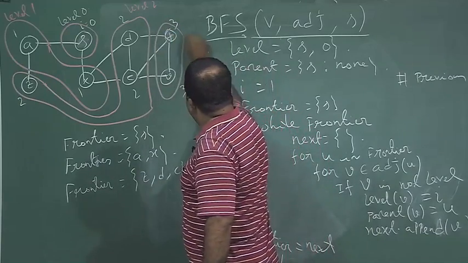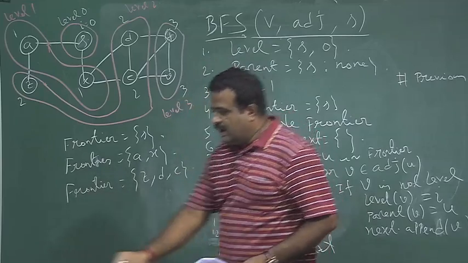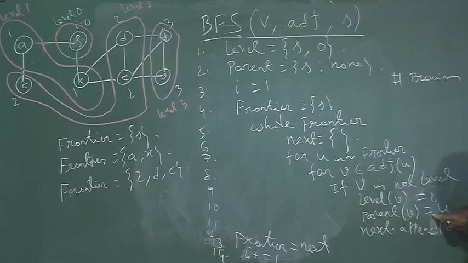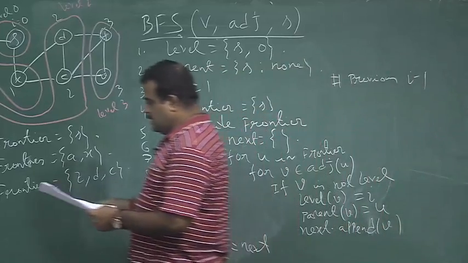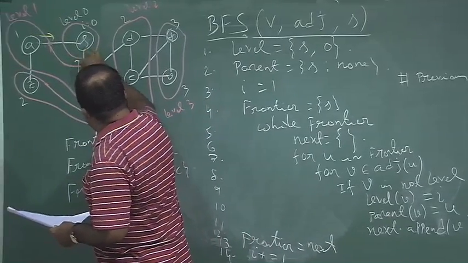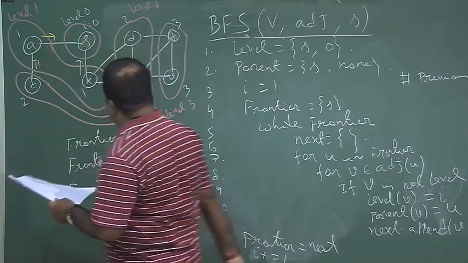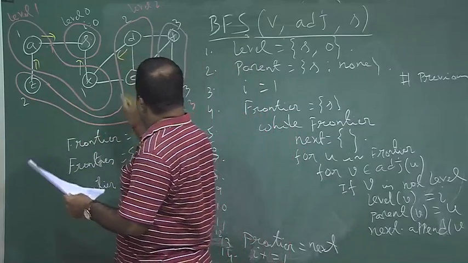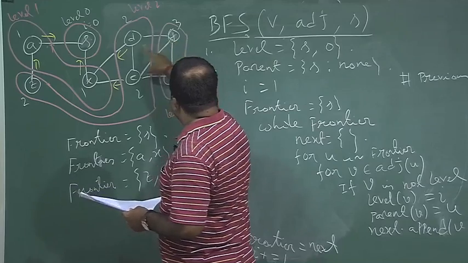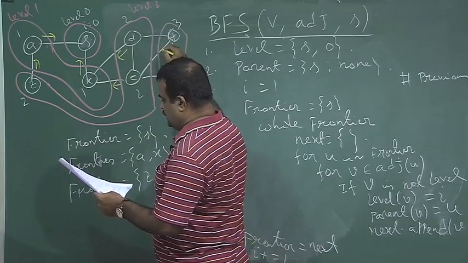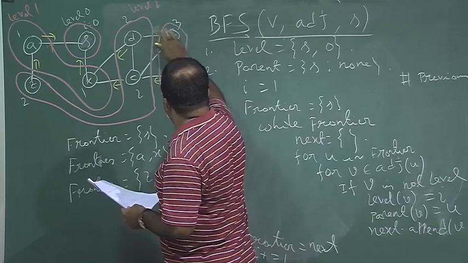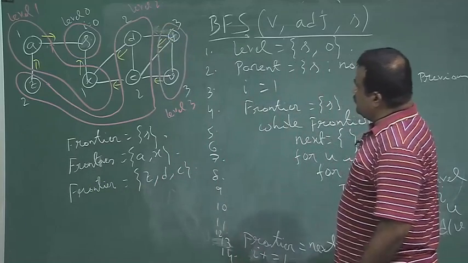So, this is the level 3 vertices. And we also mark the parent pointer, which will give us the shortest path. From A, the parent pointer of this is this node, and the parent pointer of this is S, and the parent pointer of this is this node. It depends how we are exploring. If we explore through D, then it will be like this. So, these are the parent pointers.